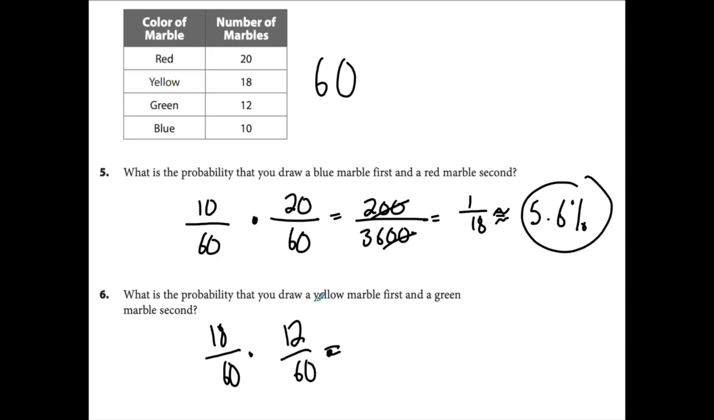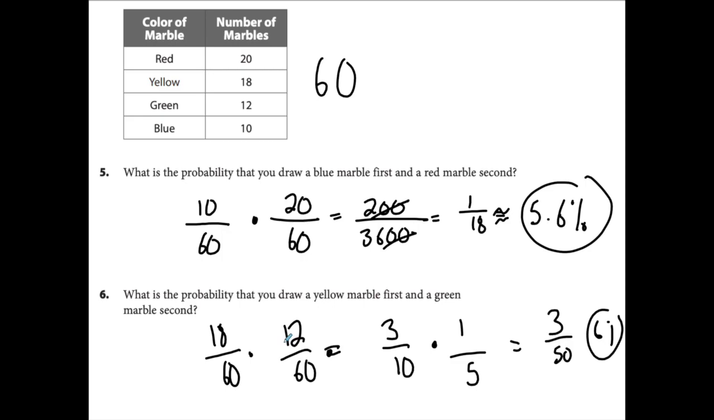So I'll start with 18 over 60. I can already see 18 over 60 looks like it can be simplified, and it can, because 18 over 60 is equal to 3/10. 12 over 60 is equal to 2/10. I think I can clean this up even more. This is actually 2/10. Do better than that. Matter of fact, I can make that 1/5. So we get 3/50ths, which is 6%. So 6% chance.